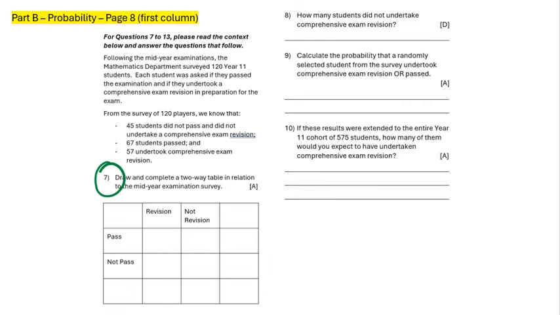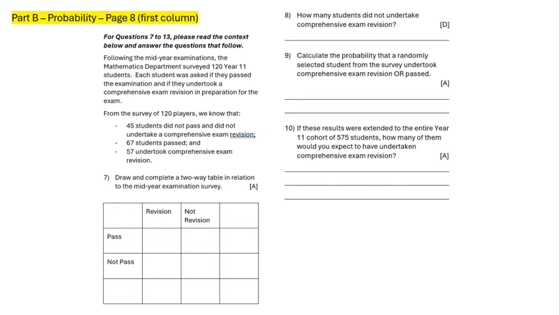Okay, so we're now on to question number 8. And you can see here there's a lot of easy achieved marks coming from this section. 3 achieved, 1 developing up there. So basically we've got a whole bunch of information here about the mid-year exams. They've done a survey on if people passed or didn't pass. They also asked each of those students if they did a comprehensive exam revision or if they didn't do a comprehensive exam revision. So we've got our table set up there. And the question here has asked us to complete the table.